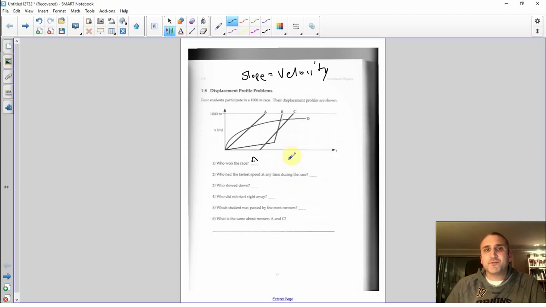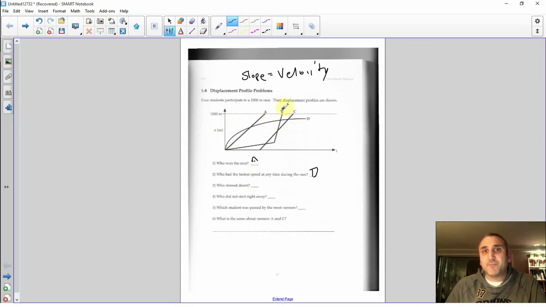Who had the fastest speed at any time during the race? Well, that's the person who's got the steepest slope. And I would venture to say it looks like person D at the very beginning goes pretty steep up there. You can make the case for B, but I really think right when they take off, D has got the fastest speed during the race, and then kind of peters out as they go on through the race.